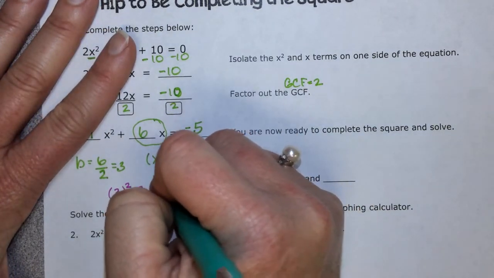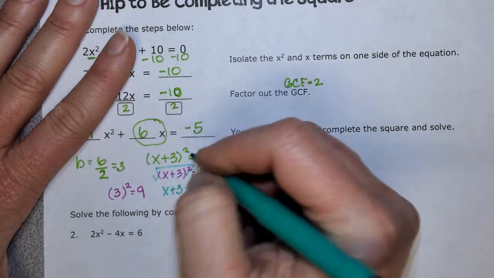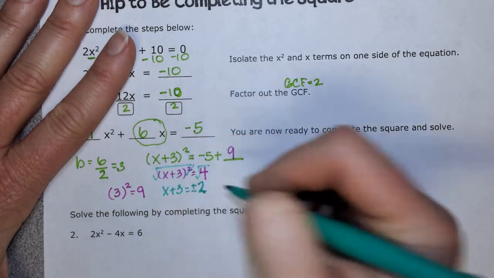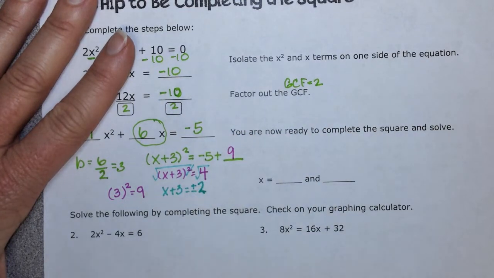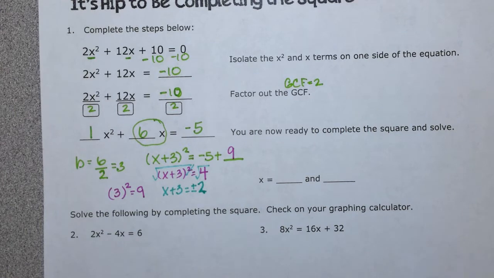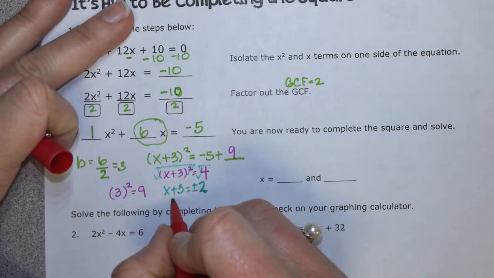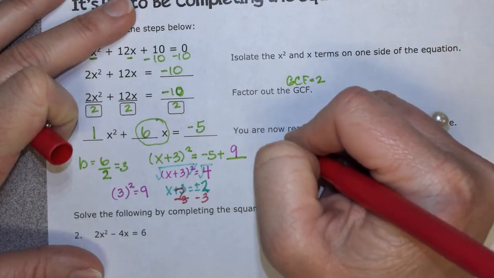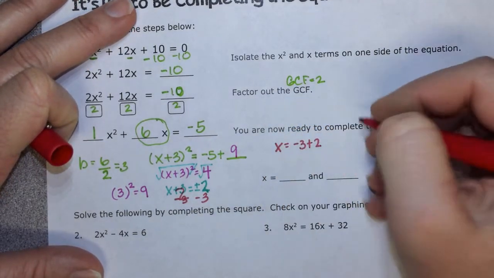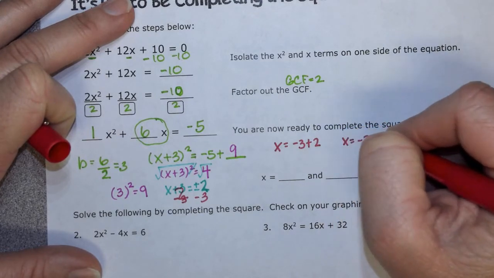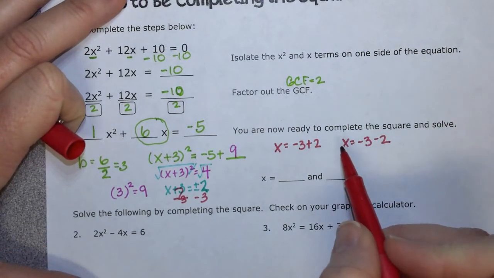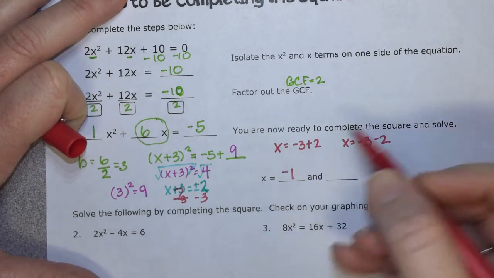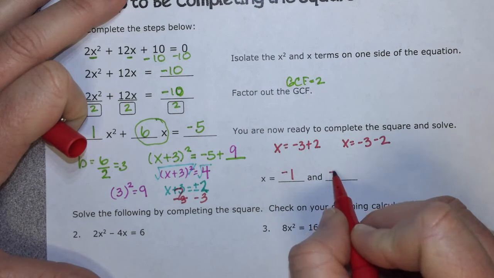So that leaves me with x plus 3 equals plus minus this. Plus minus 2, because the square root of 4 is 2. Okay, and then to solve for x, all I need to do is subtract 3 from both sides. So when I do, I get x equals negative 3 plus 2, and x equals negative 3 minus 2. So therefore, my solutions are going to be when it's negative 3 plus 2, I'm going to get negative 1, and when it's negative 3 minus 2, I'm going to get negative 5.